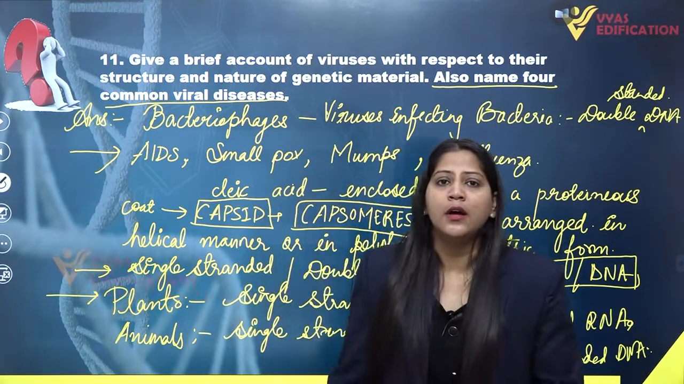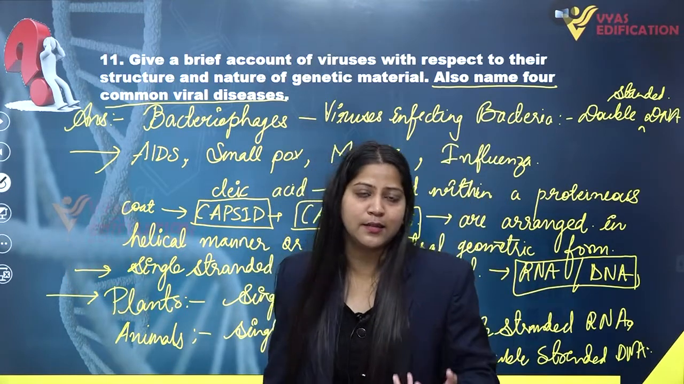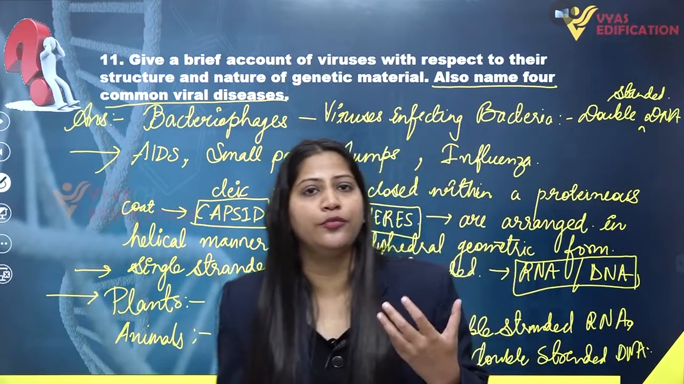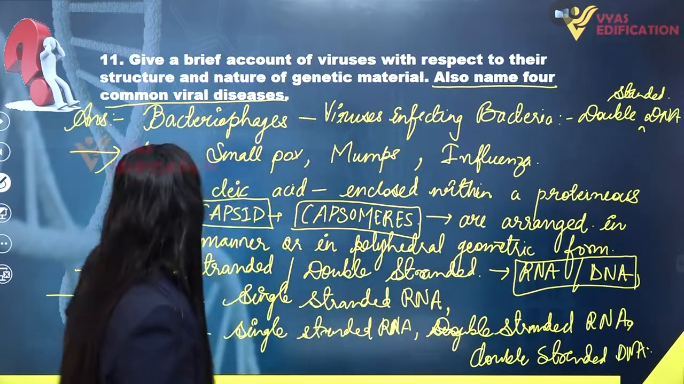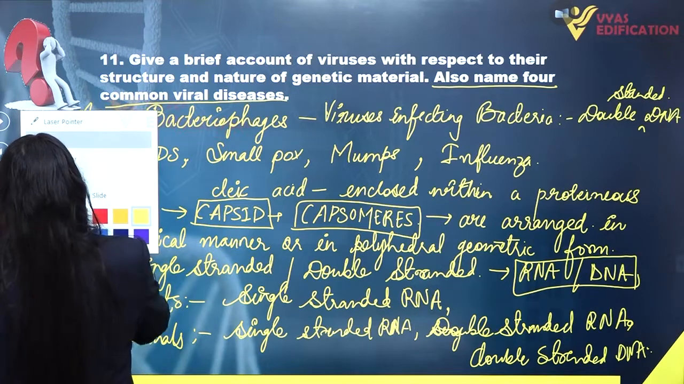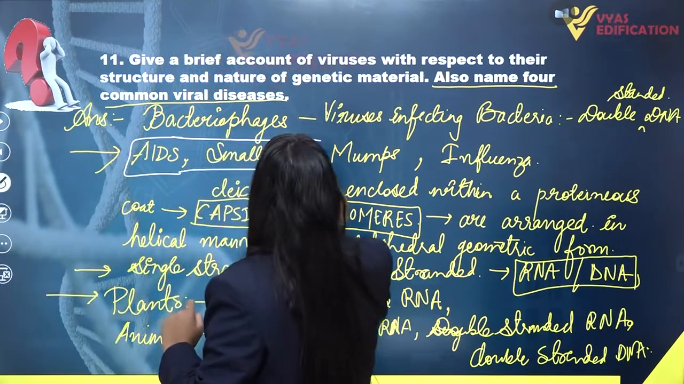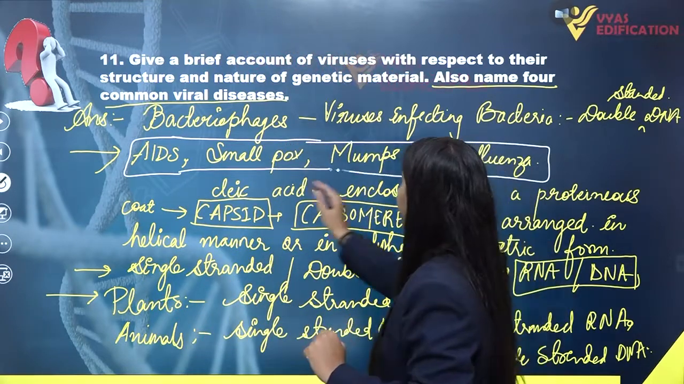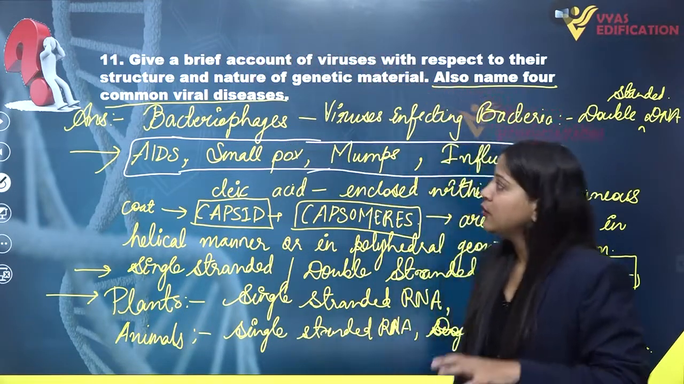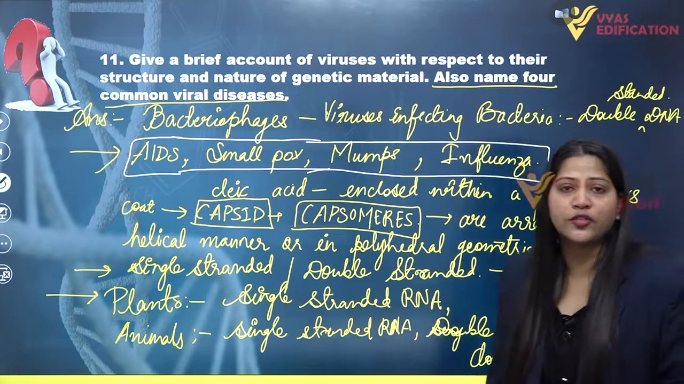So we have a huge variety of diseases which can be caused by different types of viruses, and here we have all these as examples of the viral diseases which are commonly known, and these are caused by viruses. So now with this we have completed question number 11.